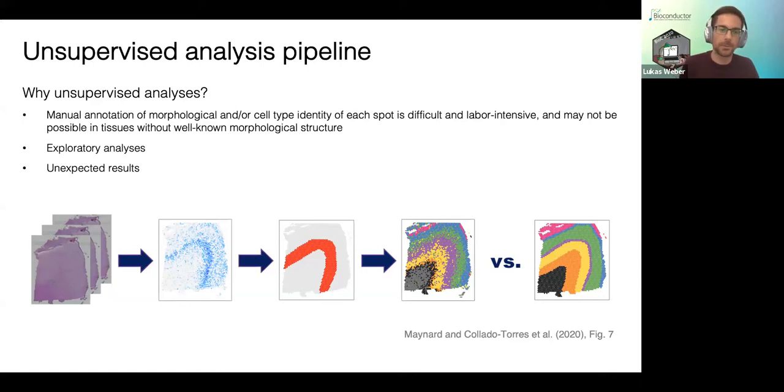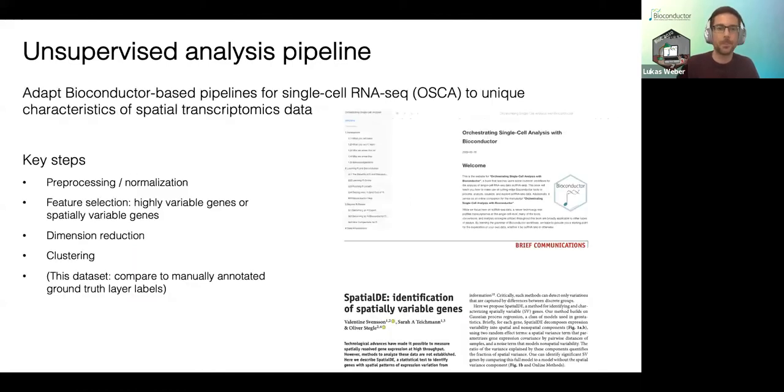This is showing the overall sequence of that pipeline. So first, starting with the tissue sections, looking for spatially variable genes, clustering on those genes, and in this data set, we can compare against the known ground truth from the manual annotation. We built this up by adapting Bioconductor-based pipelines for single-cell RNA sequencing from the OSCA workflow, adapting that to the spatial data. So going through standard steps such as pre-processing, normalization, feature selection, dimension reduction, clustering, and here having those known ground truth labels.